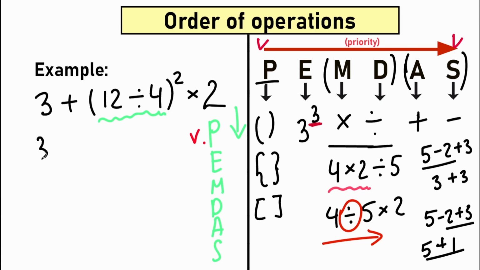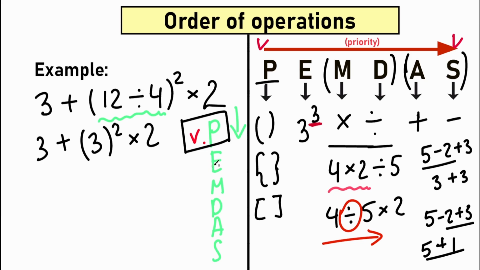So as a result we have 3, plus 12 divided by 4 equal to 3, so don't forget about parentheses. We still have this square and times 2. So this is our first step. As you can see, we completed this first parentheses step. Let's go to the next step.